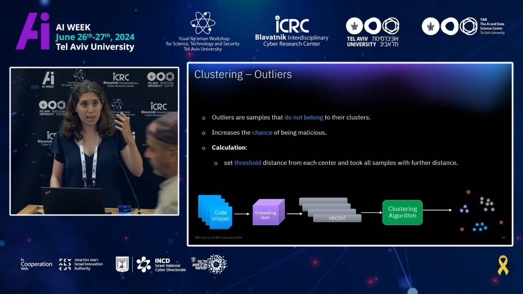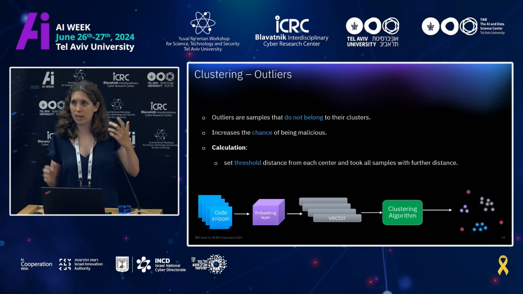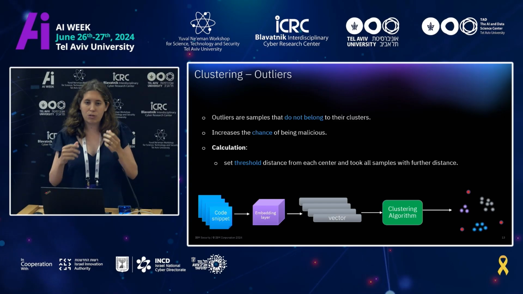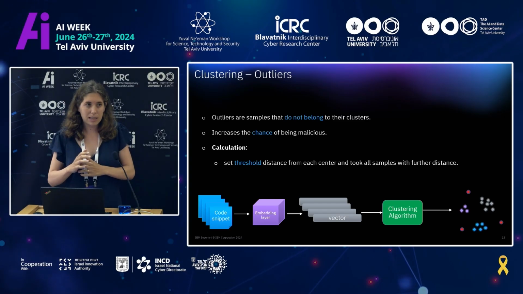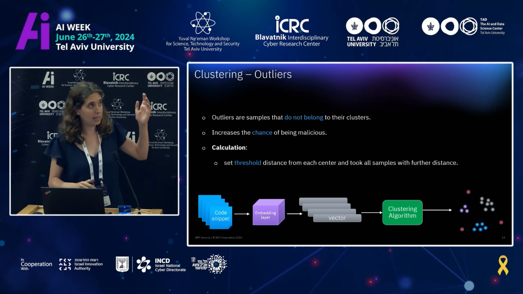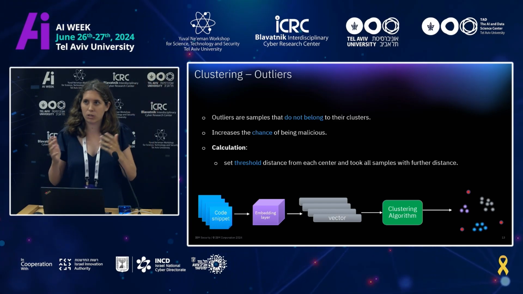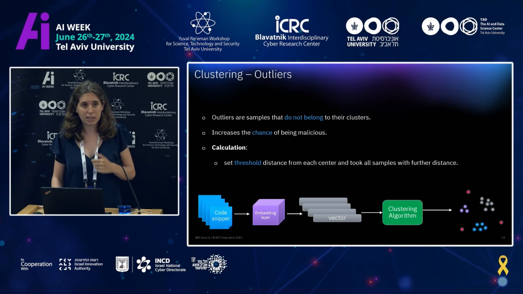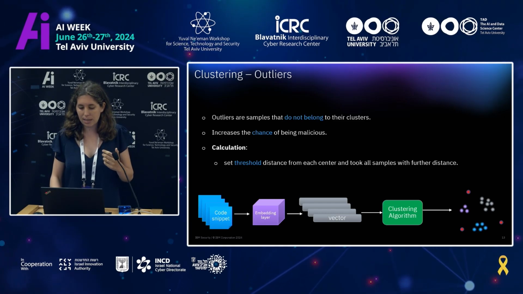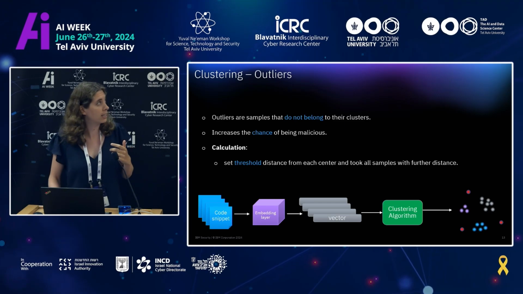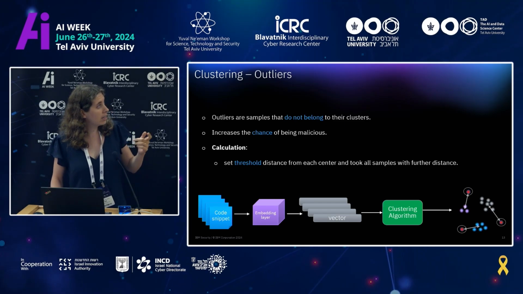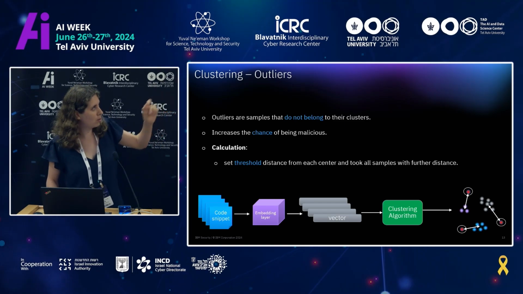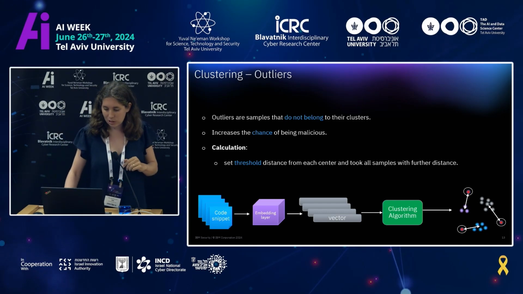So the outliers are the samples that don't belong to their cluster, meaning they are different from the rest of the samples in their cluster. And this increases the chance that these samples are malicious, or at least suspicious at some level. To calculate the outliers, we set a threshold distance from each center and took all samples with filtered distance. You can see here an illustration in this small part of the presentation.